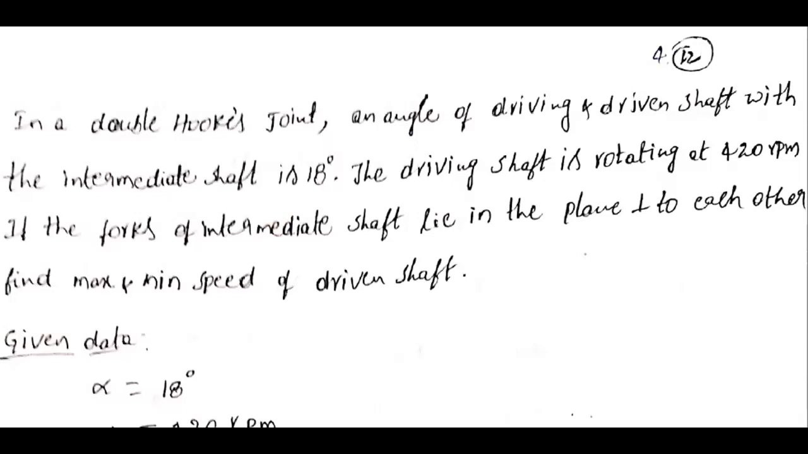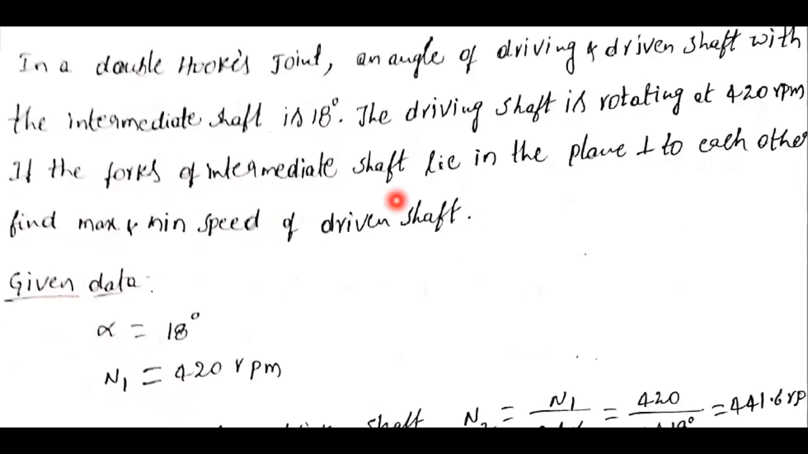Just all of you observe the problem. In a double hook joint, the angle of the driving and driven shaft with the intermediate shaft is 18 degrees. The driving shaft is rotating at 420 rpm. If the forks of the intermediate shaft lie in planes perpendicular to each other, find the maximum and minimum speed of the driven shaft. Read carefully from the given problem and write the given values.